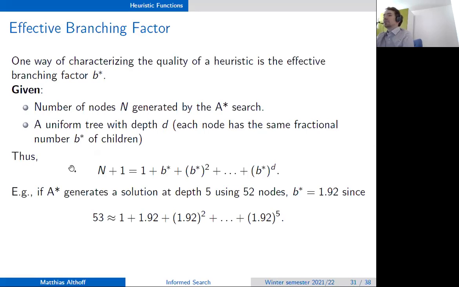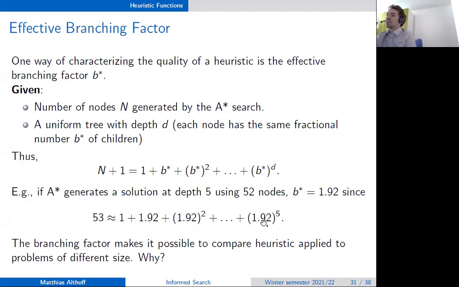So we have n plus 1 is the number of nodes plus 1 because you start with the root, and that matches 1 plus b star nodes in the first level, then b star squared nodes in the second level, and so on up to b star to the power of d. So if A star would generate a solution at depth 5 using 52 nodes, then you have to find this average branching factor through iteration, such that if you insert this value, you roughly get the number of nodes. So here it's n plus 1. So 53 is approximately this value. So then the average branching factor is 1.92.